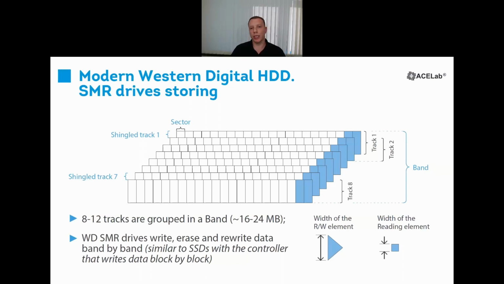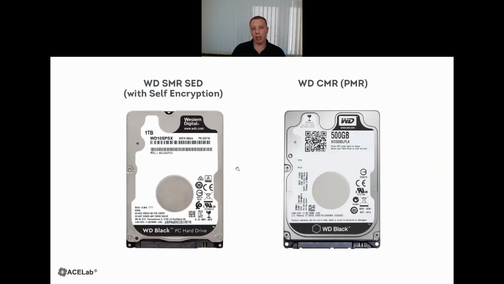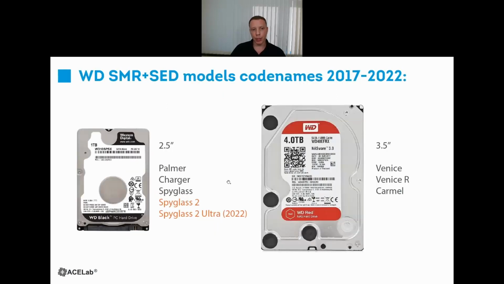And of course, because of that, the microprogram became much more complicated. Visually, drives stayed almost the same, and you probably will not be able to find any serious difference between the new drive on the left side and the classic drive on the right side. Right now there are several well-known families related to SMR drives: Palmer, Charger, Spyglass 2 for 2.5-inch, and Vinisar, Caramel, and other families for 3.5-inch.